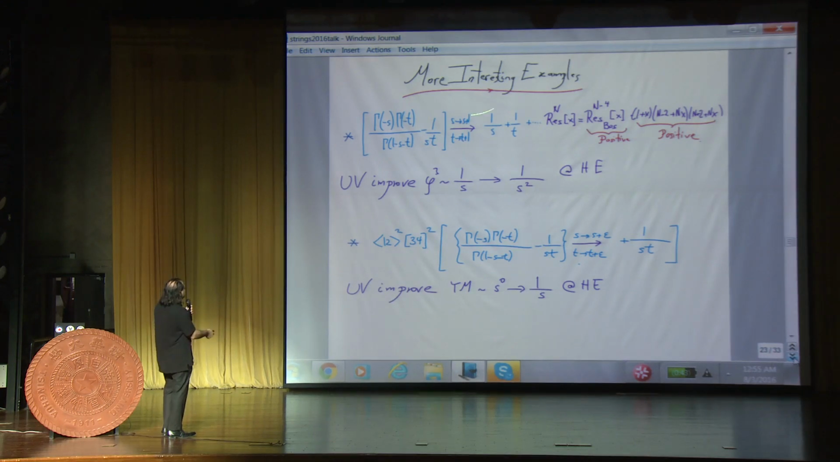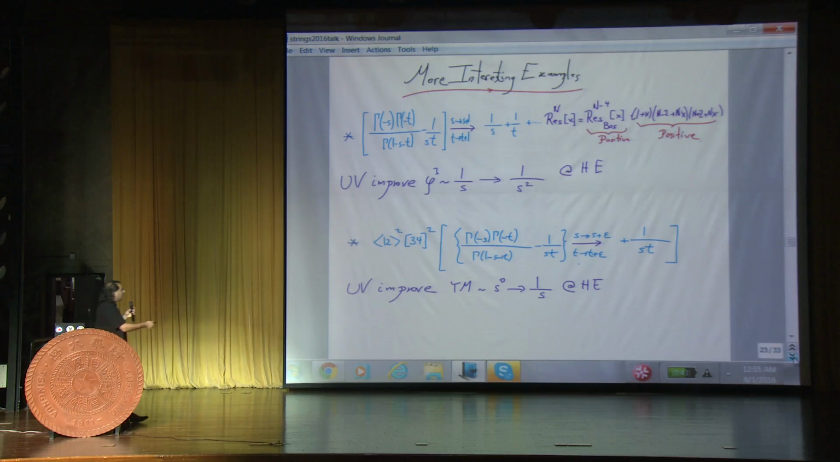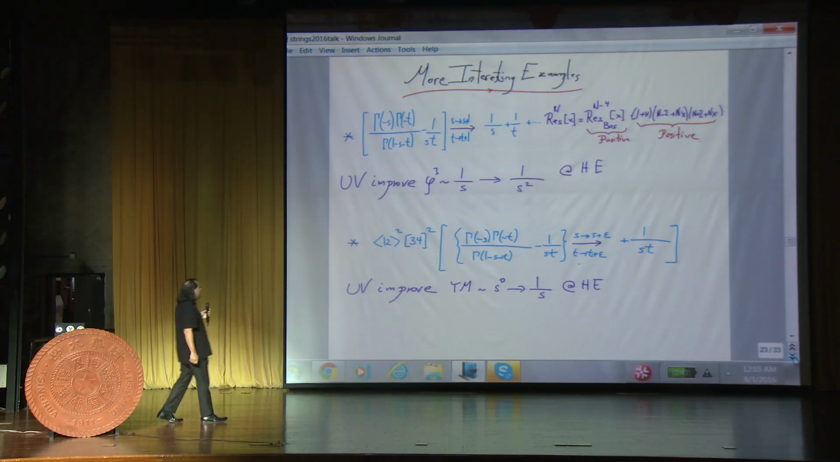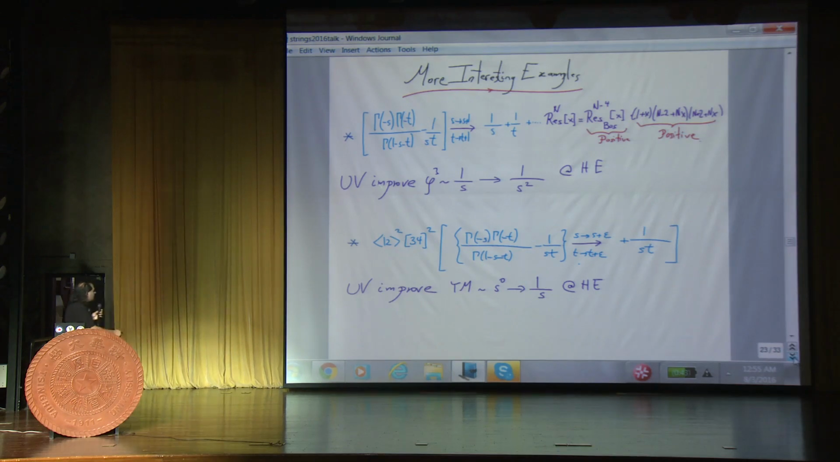UV completion of pion amplitudes into something that looks field theoretic at high energies with an infinite tower of stringy states. There are more interesting examples that you can do by subtracting the massless poles, shifting. In all cases, the positivity of the residues follows from the miracle of the positivity of the open string residue with various other positive factors. So we can get UV improvements of phi cube theory, where 1 over s can be turned to 1 over s squared at high energies.